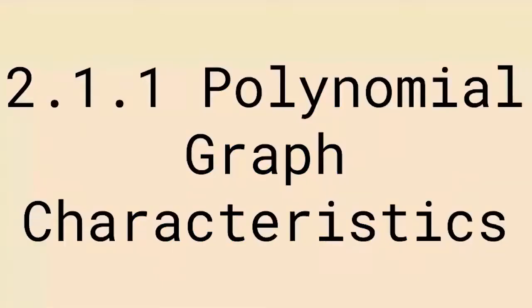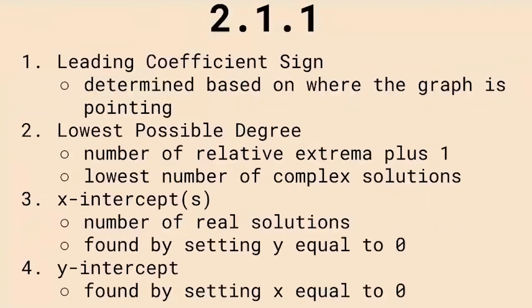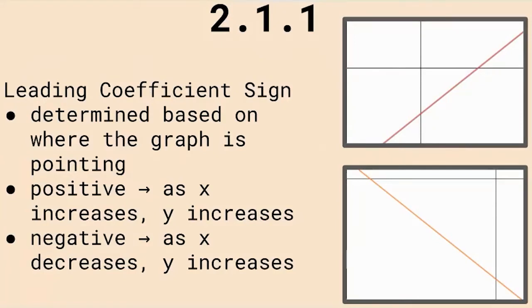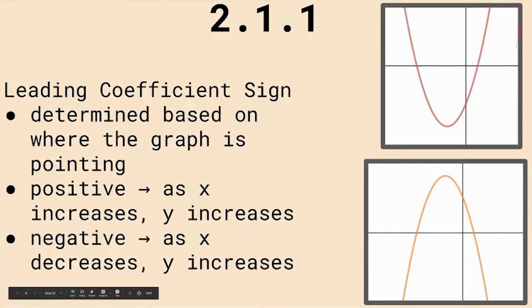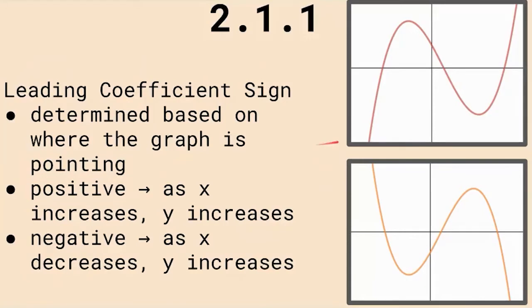Okay, so polynomial graphs, the stuff we went over yesterday. Here's a review. We went over leading coefficient sign, whether it's positive or negative, it tells you where it's pointing as you go left to right. If it is positive, it's going up to the right. This one is negative because it's going down to the right. This one is going positive to the right, so that's positive. This one's going negative to the right, so it's negative. These 2 graphs, same thing. It's positive if it's going up to the right, negative if it's going down to the right.